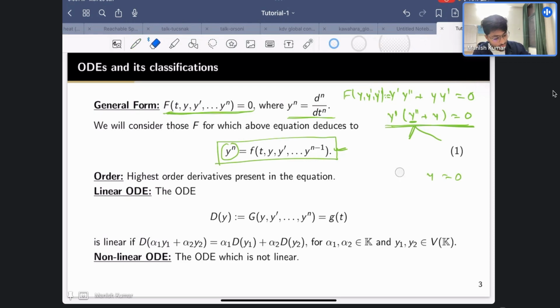So we can write the differential equation in this form, where the highest order derivative is written as a function of its lower order derivatives and t. Here t is the independent variable involved in this equation. We'll consider only this type of equation, and later on we'll talk about first order differential equations. So this type of differential equation will be taken into consideration.